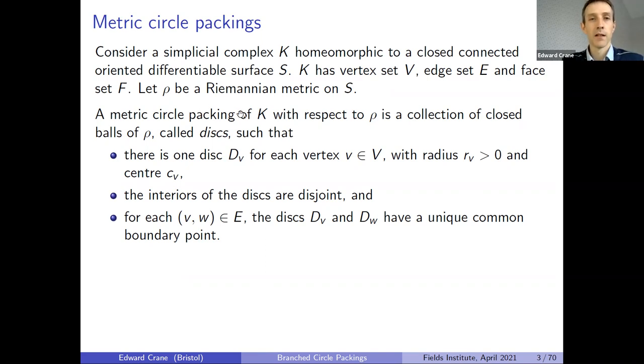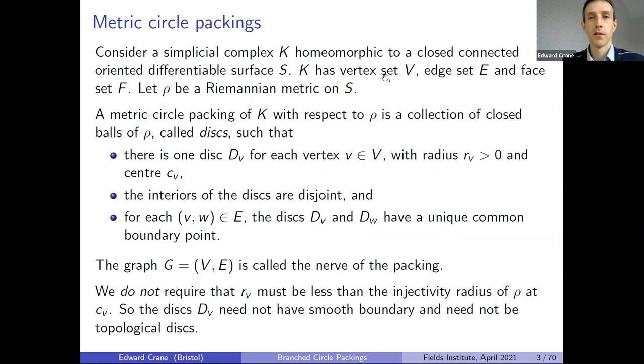So a circle packing, a metric circle packing of this complex K is going to have one disk, so one closed ball of the metric for every vertex V. And so that has a center c_v and a radius r_v. It's a packing, which means the interiors of the disks are disjoint. And then for every edge in the complex, the corresponding disks have a unique common boundary point. Okay, so the graph made of V and E is the nerve of the packing.